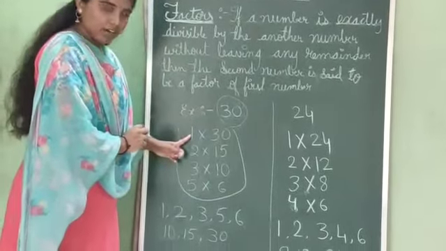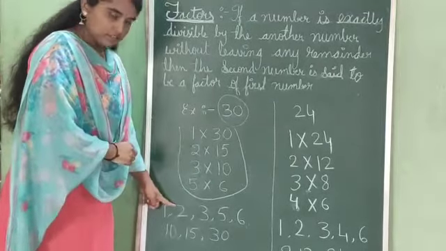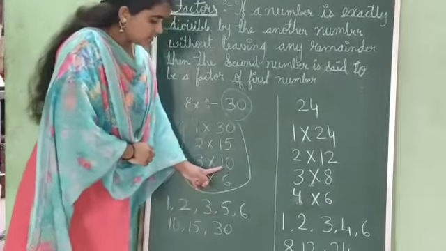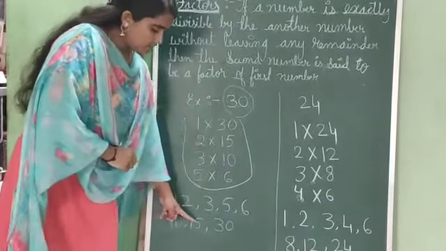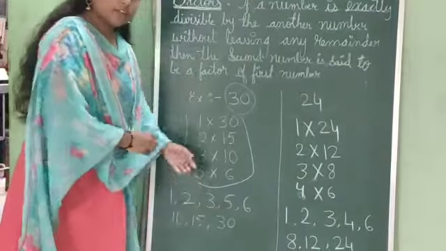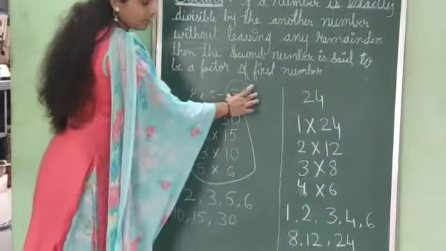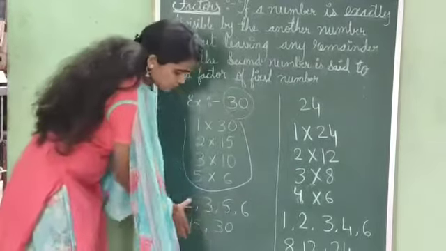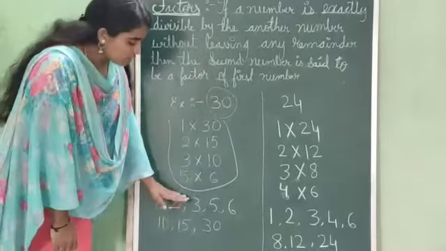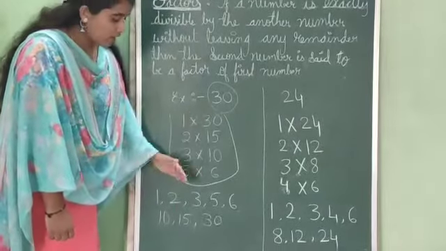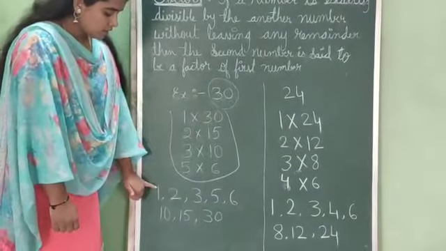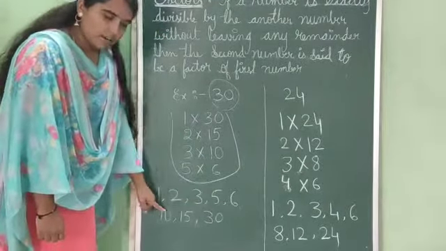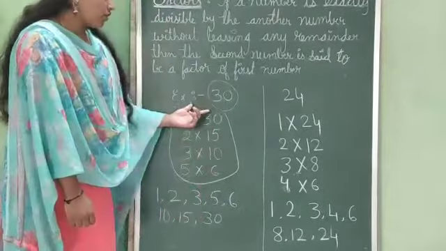First I have written 1 here, 2 here, then 3, then 5, 6, then 10, then 15, then 30. I have written these because these are the tables where you will get 30 as a factor. If they ask you what the factors are, you should write this much as the answer. So no need to do this lengthy process. If you know tables, you can write directly: 1, 2, 3, 5, 6, 10, 15, 30 are the factors of 30.